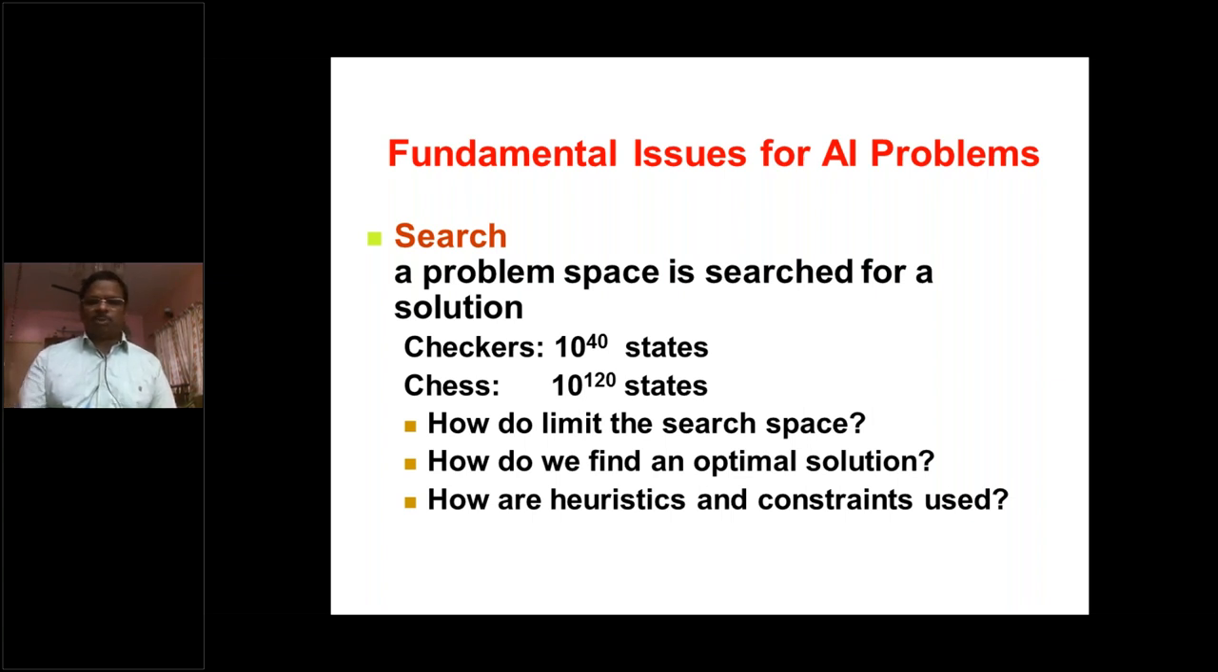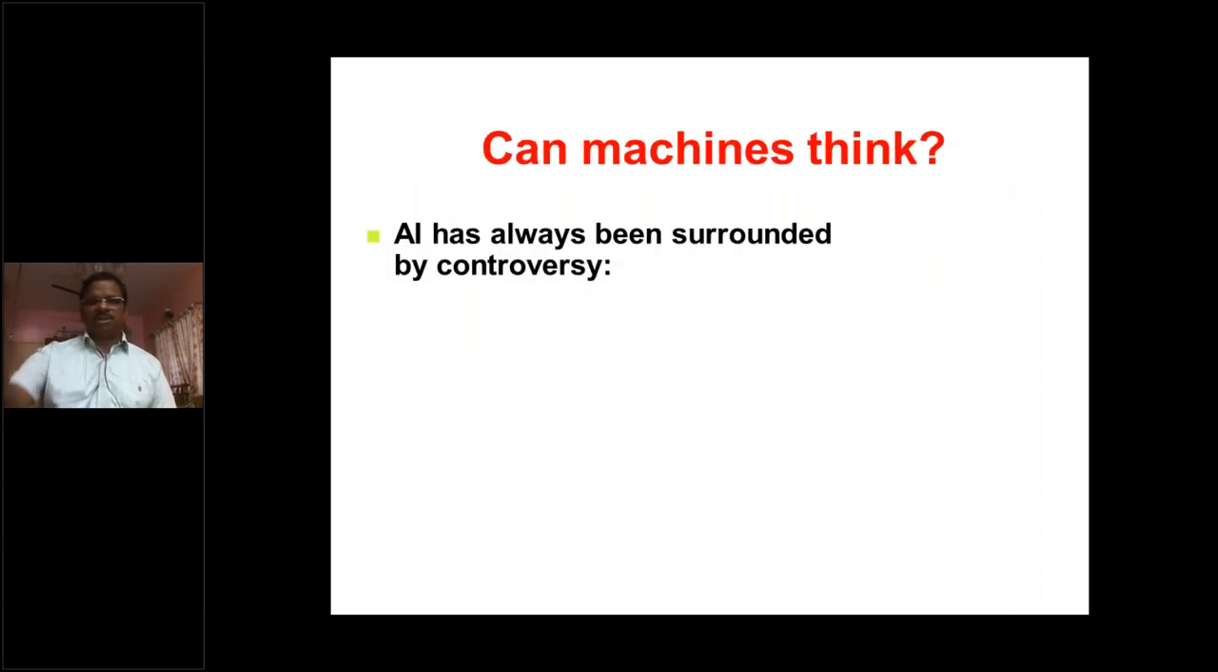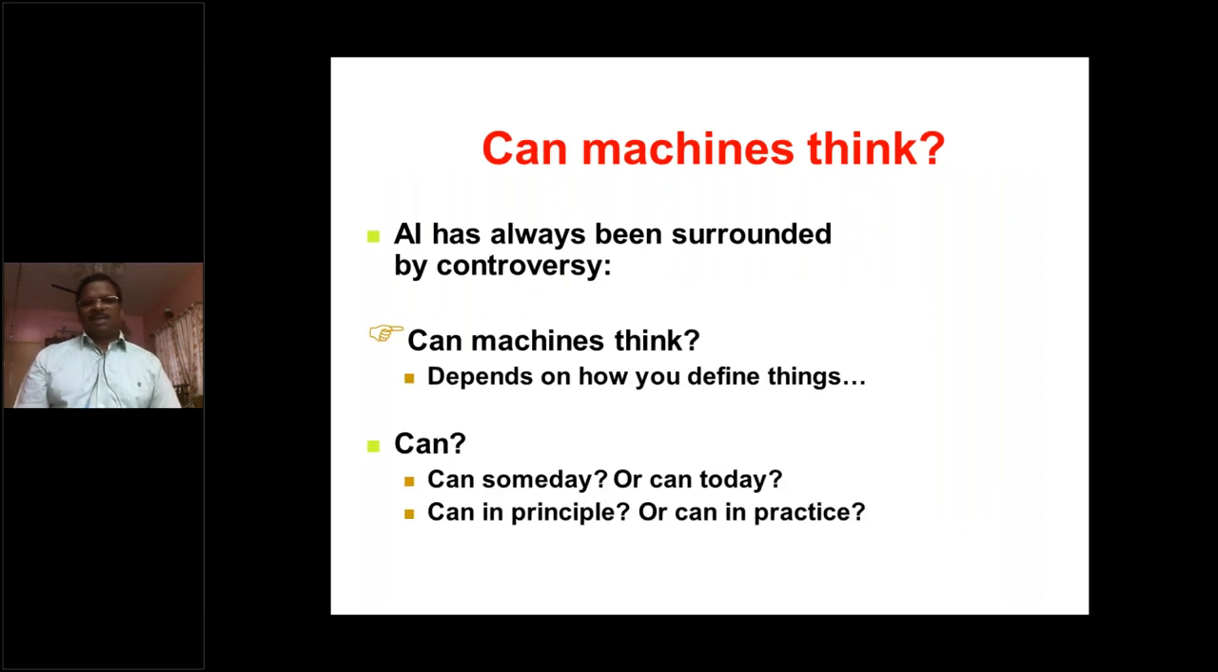How do we find an optimal solution? By means of the searching information. How are a heuristic and the constraints used? These things are based on the model that you created. This is the concept. Finally, whether a machine can think: definitely a machine cannot think.